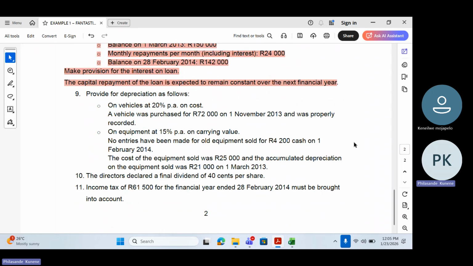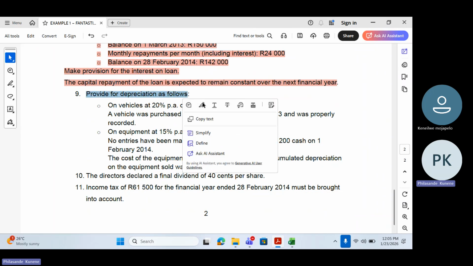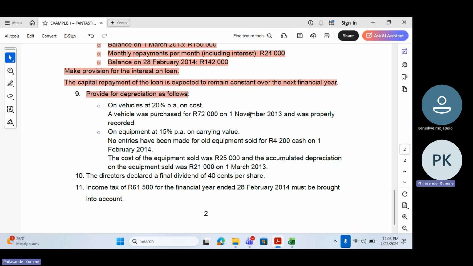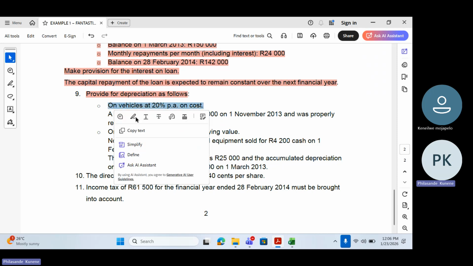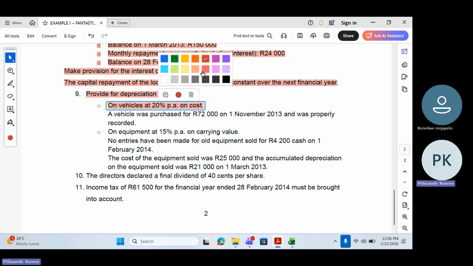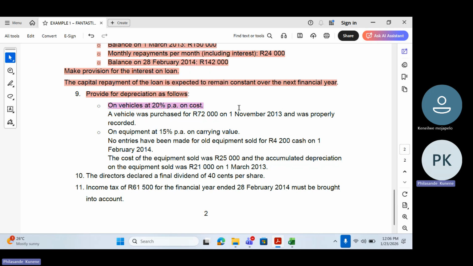Okay. So what they're saying here is provide for depreciation as follows. Remember, we have not yet calculated and recorded the depreciation. So now we need to do the calculation and then we record it in our books. So we're having on vehicles 20% per annum on cost. So this is how we're going to calculate our depreciation. 20% per annum on cost for what?